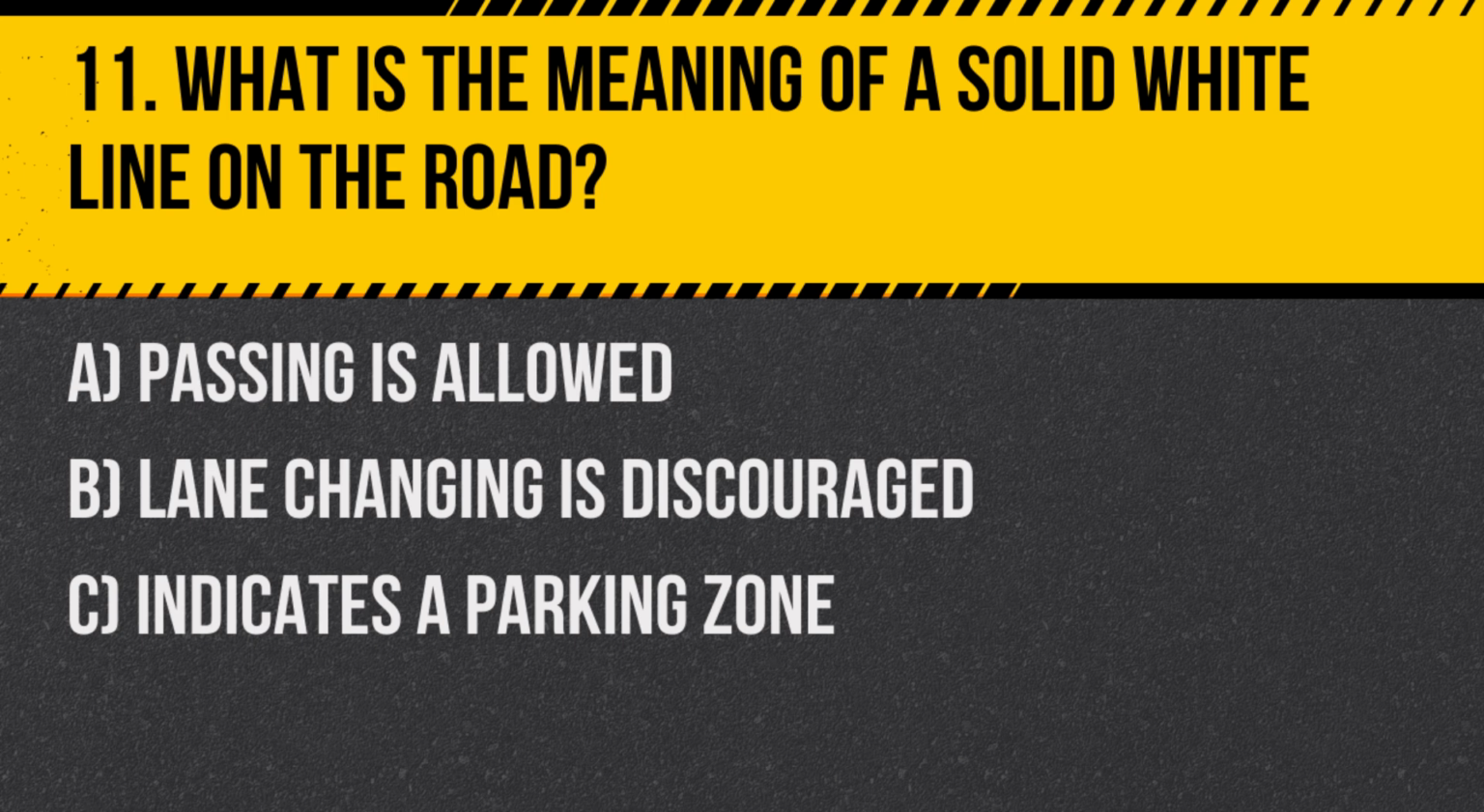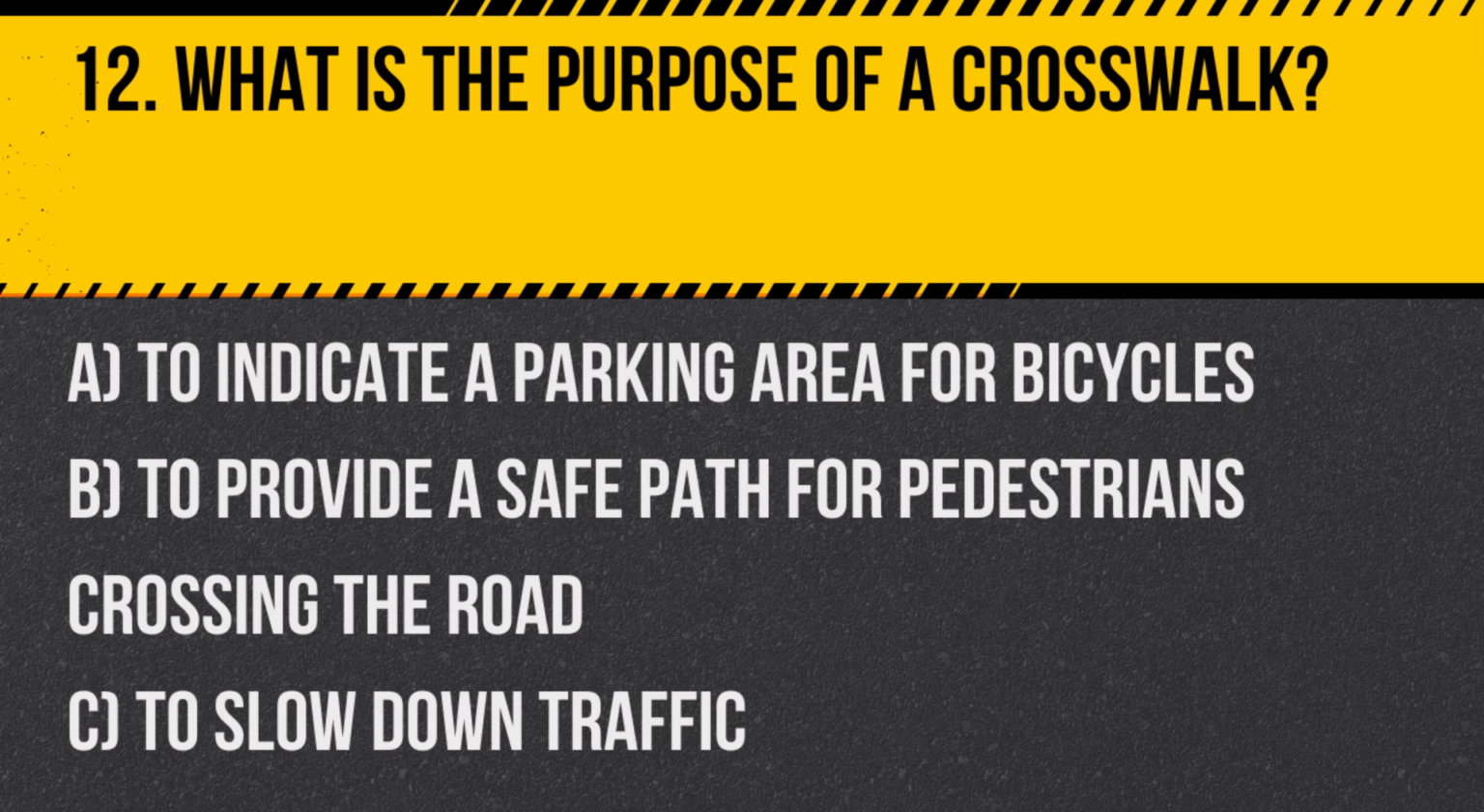Question 11. What is the meaning of a solid white line on the road? A. Passing is allowed. B. Lane changing is discouraged. C. Indicates a parking zone. Answer. B. Lane changing is discouraged. A solid white line between lanes of traffic means that you should stay in your lane unless absolutely necessary to change. Question 12. What is the purpose of a crosswalk?